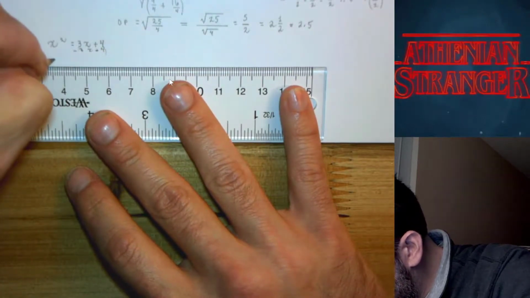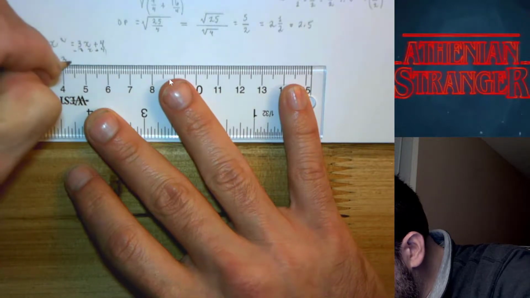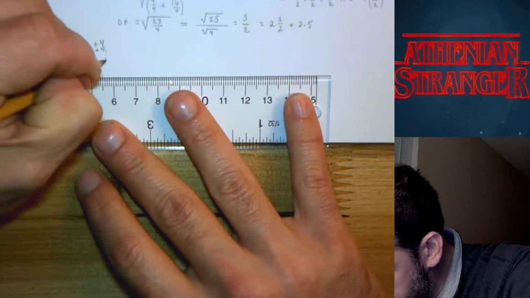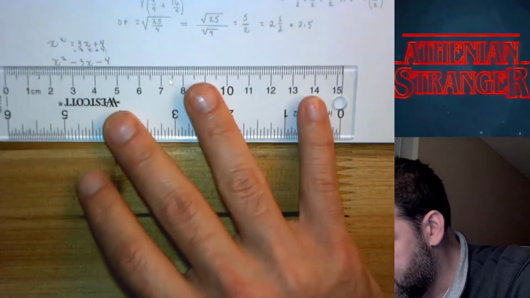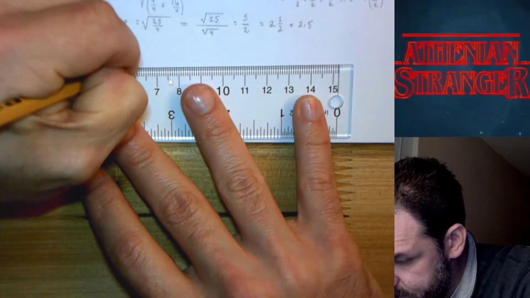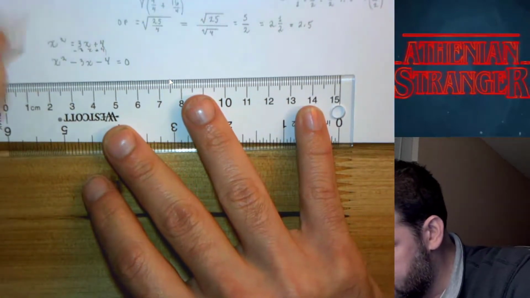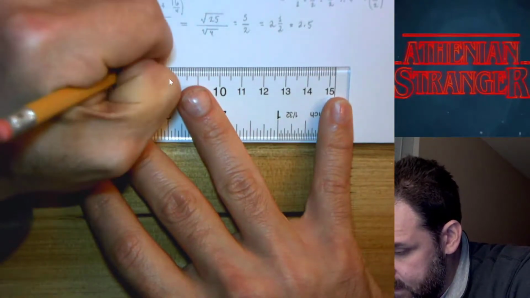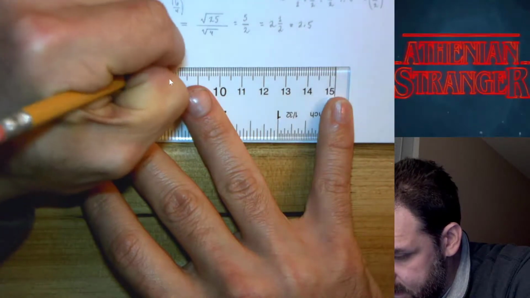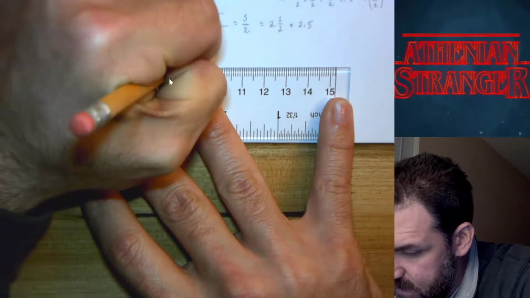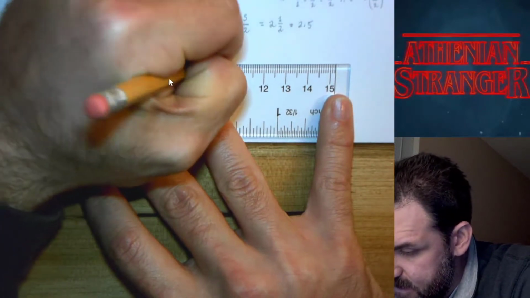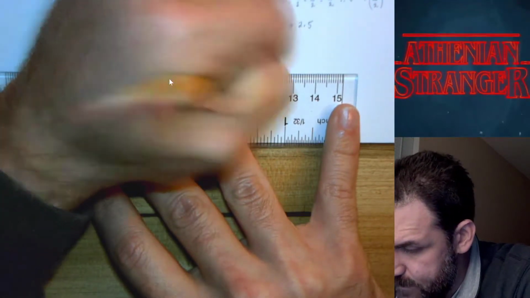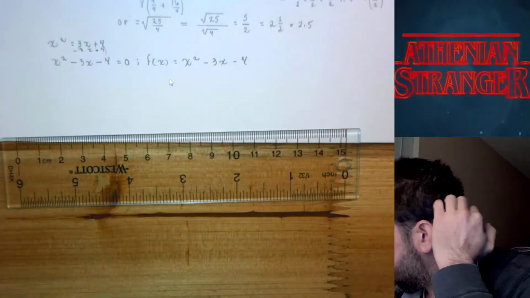And what you get is this equation: x squared minus 3x minus 4 equals 0. You can even write it as a function. So as a function, that would be written f of x equals x squared minus 3x minus 4. Now this looks way more familiar, right?